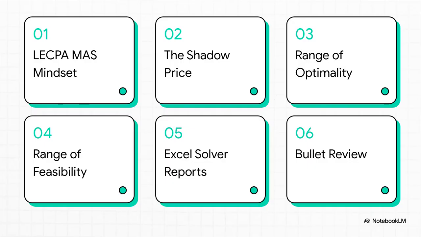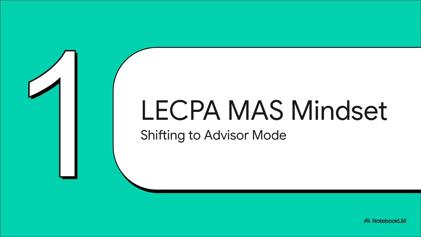1. The LECPA MAS mindset. 2. Decoding the shadow price. 3. The range of optimality. 4. The range of feasibility. 5. Reading Excel solver reports. And 6. The ultimate LECPA bullet review. Let's get into it. Section 1.